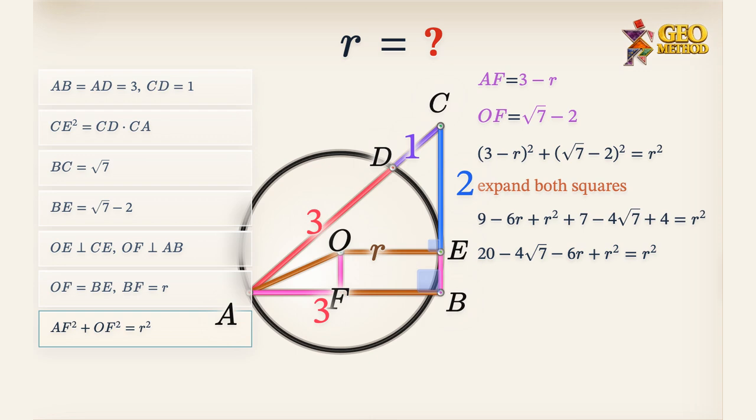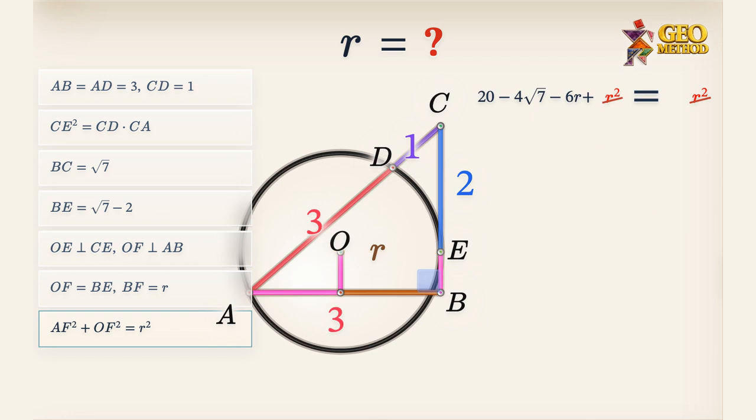Read this line carefully. Every geometric fact from the construction has already been absorbed into this one equation. Carry this cleaned equation into the final step. From here on, solving for the radius is plain algebra. Cancel radius r squared from both sides. That removes the quadratic part and leaves a linear equation. So we are left with 20 minus 4 root 7 minus 6 radius r equals 0.